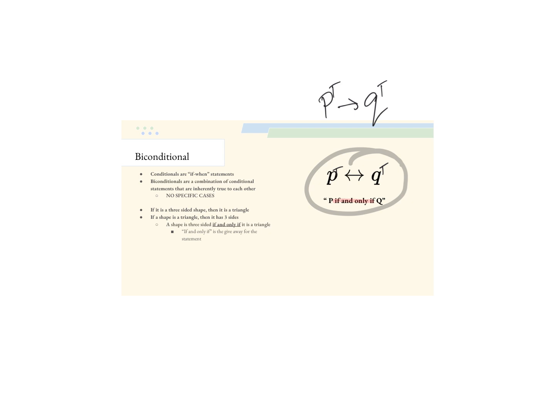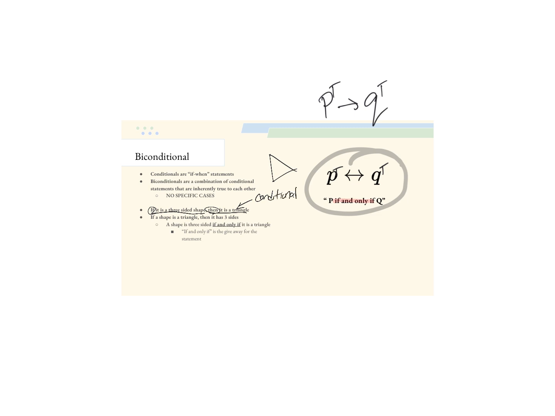A triangle has three sides. The shape is a triangle if and only if it is three-sided. Okay, so we want to think about a statement that is true no matter what. Can I think of any other shape that's three-sided other than a triangle? It's the only one. So we could say a conditional statement is, if it's a three-sided shape, then it's a triangle. So this is the conditional statement.